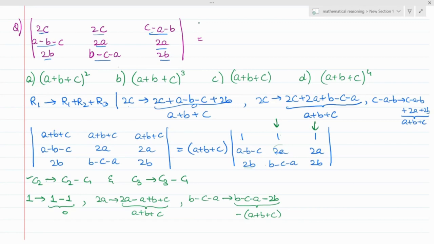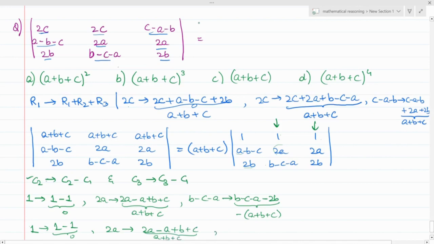Now if we talk about the C3 transformation, this column: 1 changes to 1 minus 1, which is nothing but again 0, and 2A changes to 2A minus of this whole thing. So minus A plus B plus C, which is nothing but A plus B plus C. And this 2B changes to 2B minus this 2B, so it's nothing but 0 again.